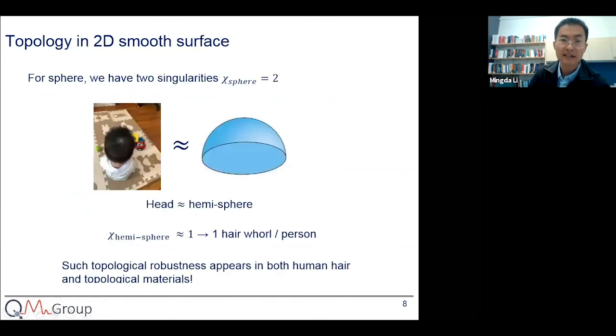That directly explains why, if there's some vector field on top of a sphere, there are 2 singularities. The head is almost like a hemisphere, and almost everyone has 1 singularity, if we consider our hair as a vector field on this spherical surface. Very interestingly, this type of topology shares exactly the same math as the materials we want to introduce today: the topological Weyl semi-metals.